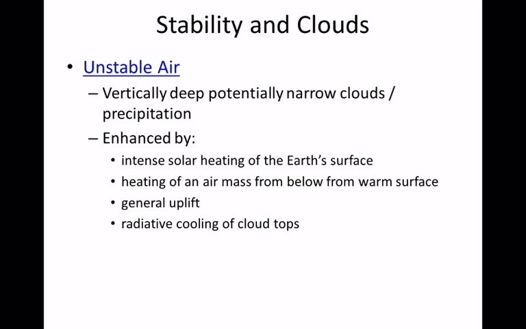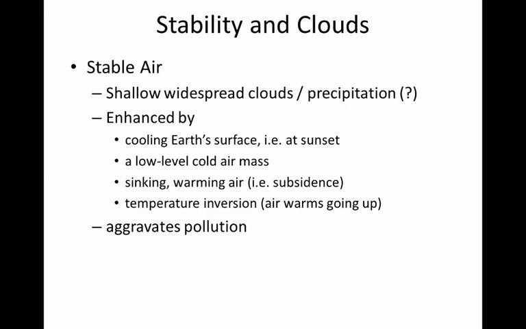So, stability and clouds. Unstable air basically wants to rise. When we talk about clouds in chapter 5, we're going to see that those are your fluffy sort of clouds, which we call cumulus clouds. Stable air, if it does form clouds, is going to form flat stratus-type clouds. They may or may not bring precipitation.